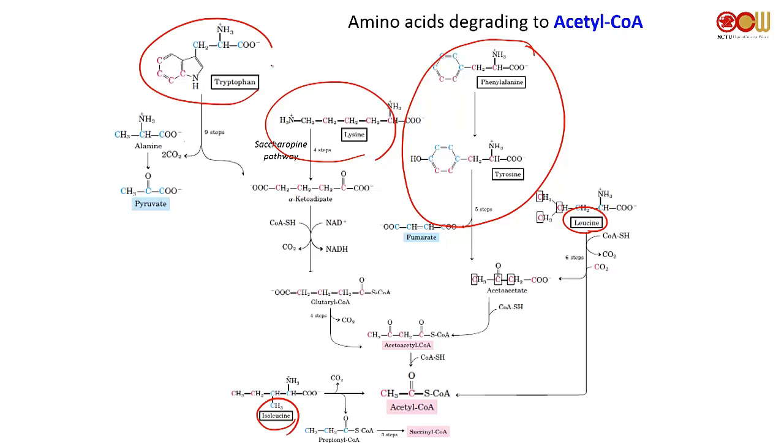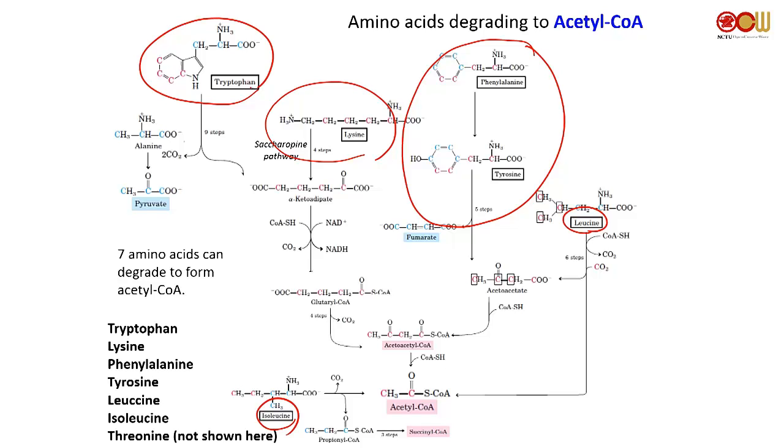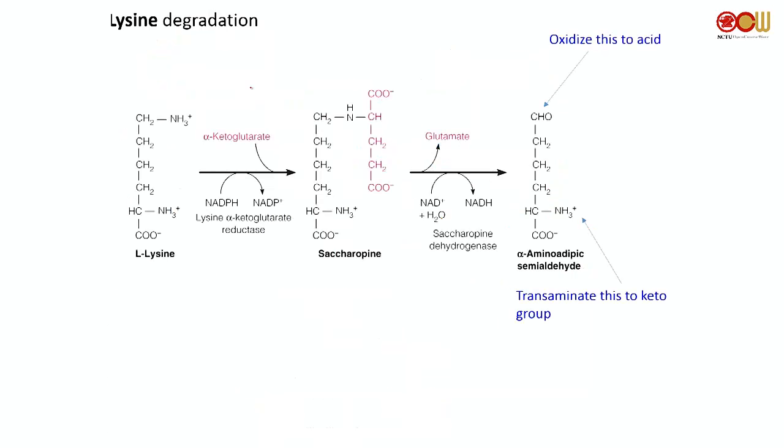Lastly, we have tryptophan. Okay, so these 4 are the last amino acids that we're going to talk about. Okay? So you have a total of 7 different amino acids that can degrade into acetyl-CoA. They are phenylalanine, tyrosine, lysine, tryptophan, leucine, isoleucine. Okay? And threonine. Threonine we saw in the previous slide.